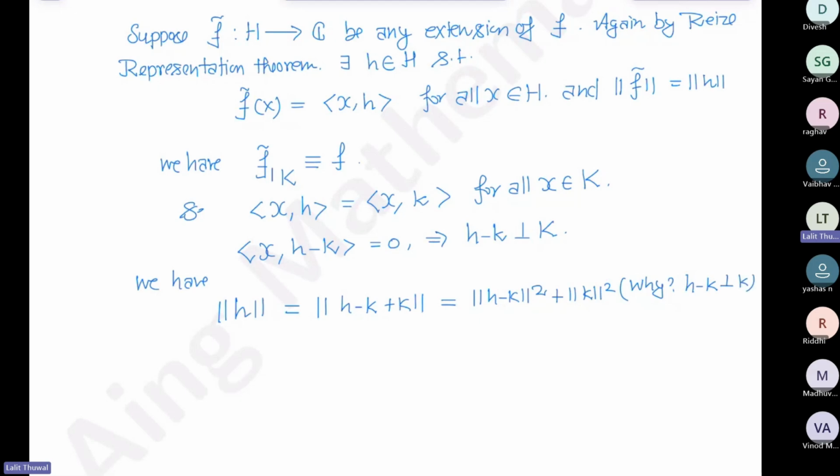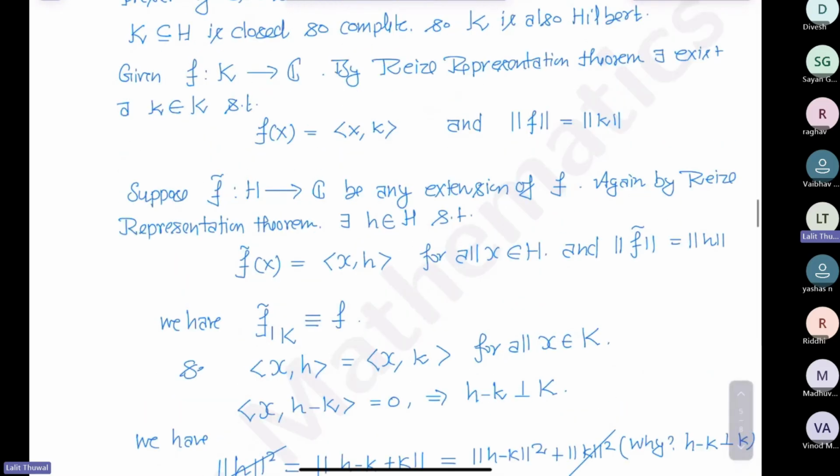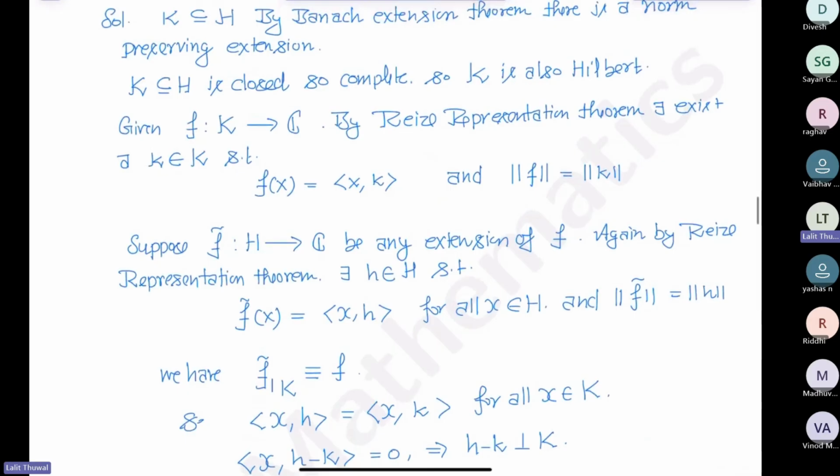This. So their norms are equal, right? Norm squared, by the way, and it cancels this, because they are equal. You know that, right? Yeah, see, look here. Norm of h is equal to norm of f tilde, because we are looking for a norm preserving extension. Okay, I forgot to write it here, that any norm preserving extension, I should have written it.